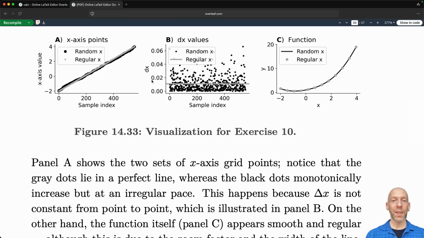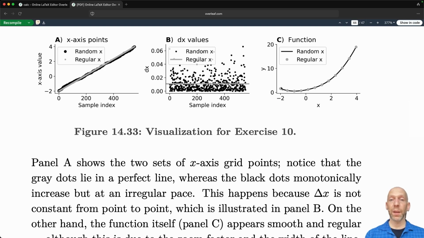Okay, and then here you see the delta x. Now for the regular x-axis grid spacing, delta x is a constant. It's whatever the numerical value is. It's a little bit over 0.01. It's the same exact value everywhere. But for random x, of course, delta x is varying randomly. That's how I defined it.